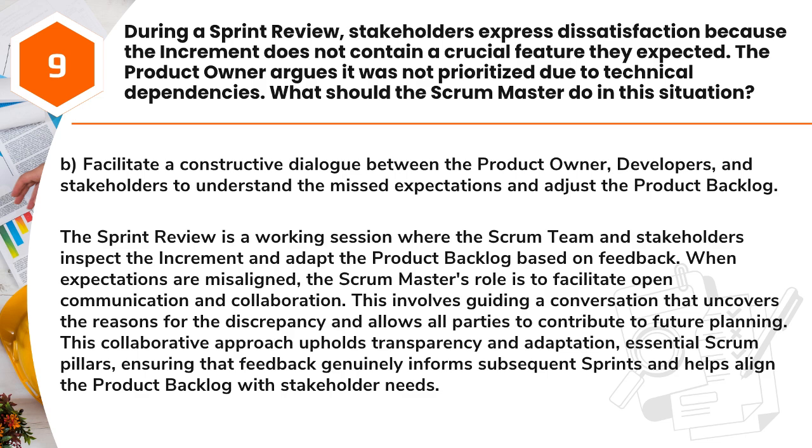This involves guiding a conversation that uncovers the reasons for the discrepancy and allows all parties to contribute to future planning. This collaborative approach upholds transparency and adaptation, essential Scrum pillars, ensuring that feedback genuinely informs subsequent sprints and helps align the product backlog with stakeholder needs.